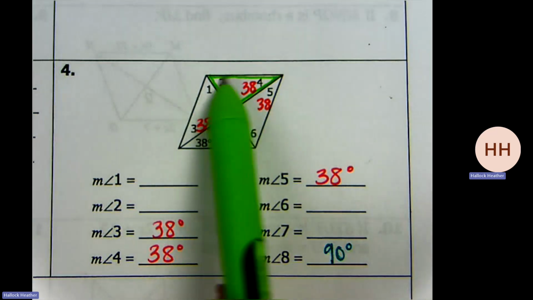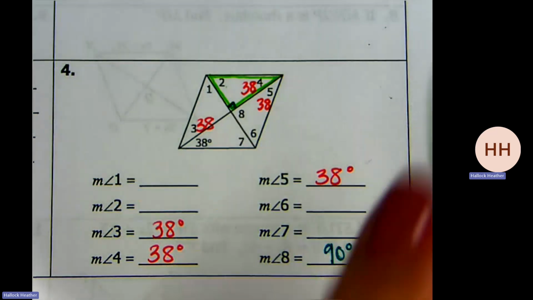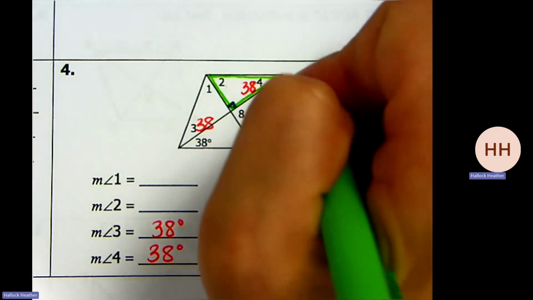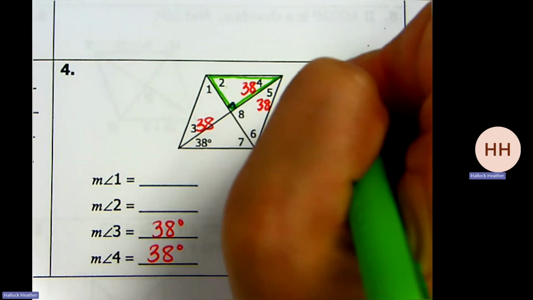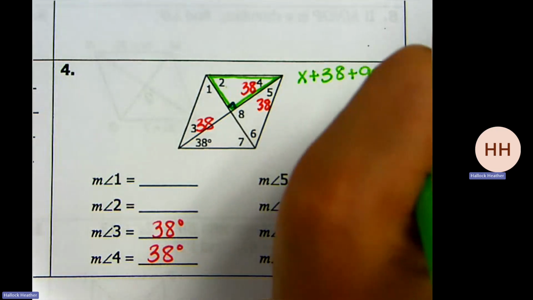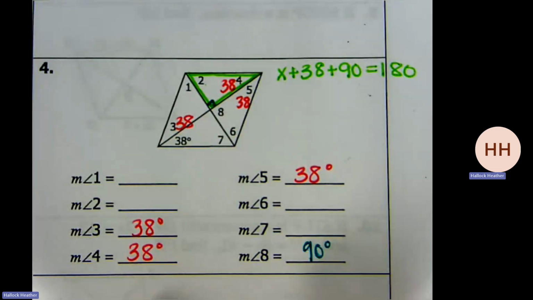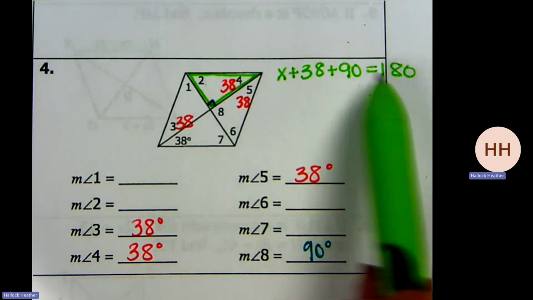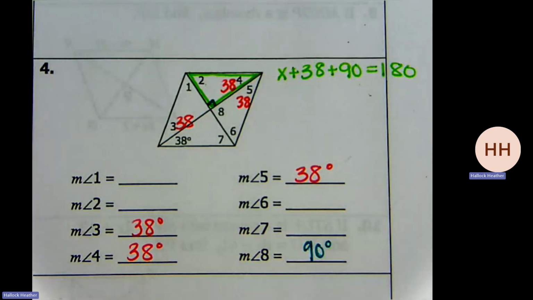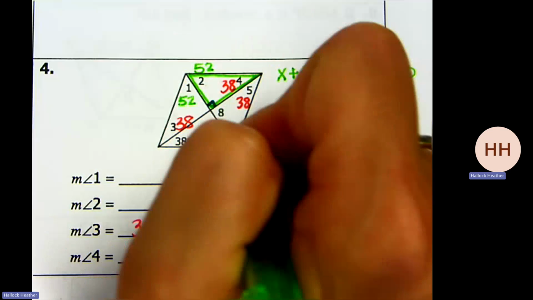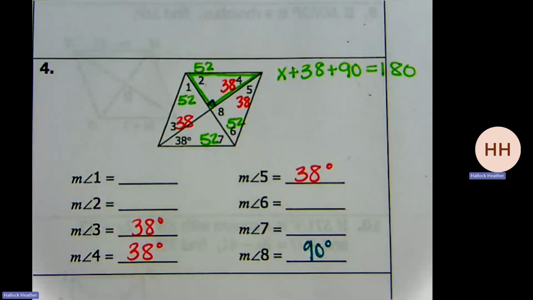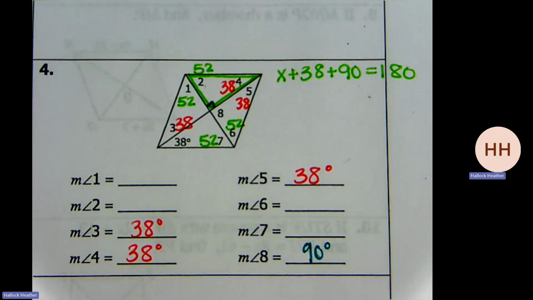So let's do that. If I know a triangle adds to make a total of 180, I say x plus 38 plus 90. You don't have to write this if you understand it, but if you're lost in the sauce, like some people are, which is totally fine, that's the equation I'm using to solve for angle 2. What do you end up getting for that third angle to make a triangle? 52. So angle 2 is 52 degrees, angle 1 is 52 degrees, angle 6 is 52 degrees, and angle 7 is also 52 degrees. The last way, can anybody think of the last way to find one of the angles?